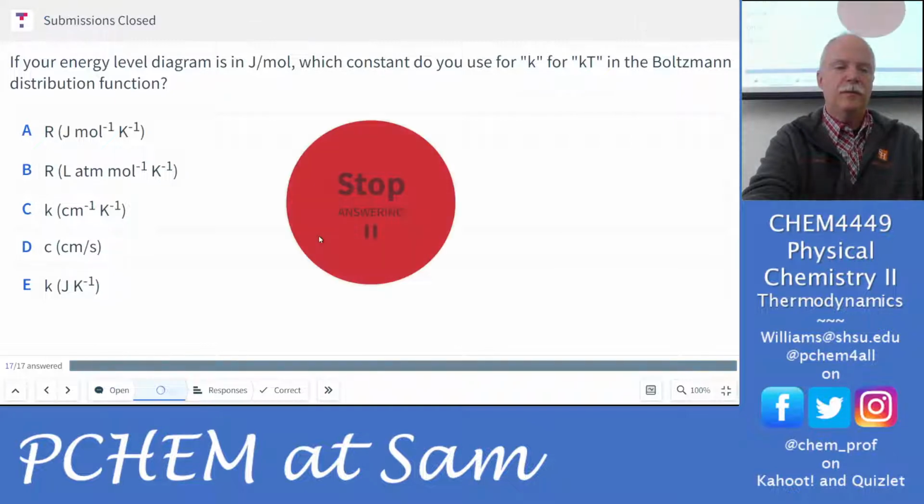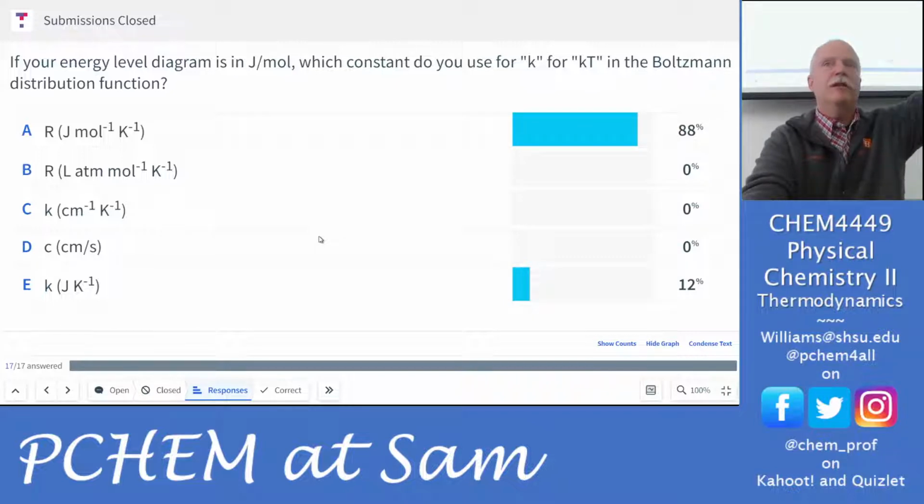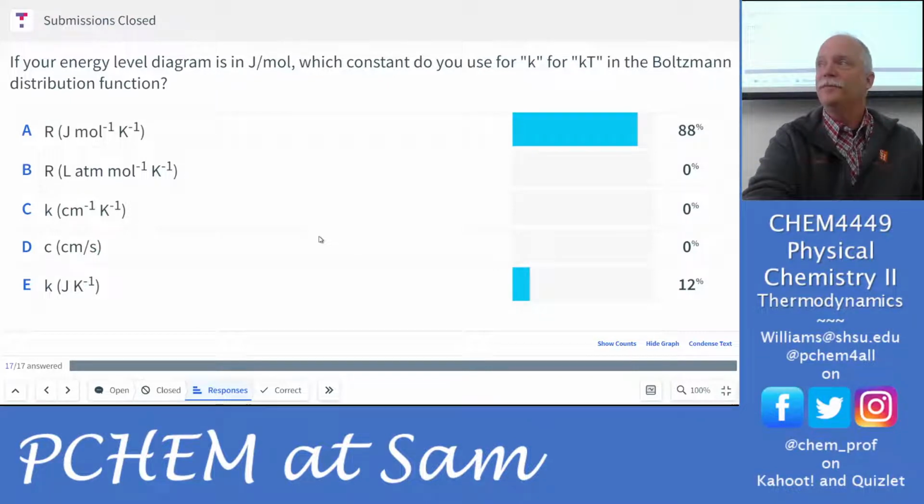So in this one, we have joules per mole in the numerator, because that's our energy level diagram. And so K in the denominator, even though you see K in the equation that you have on your note card, since your units are joules per mole in the numerator, you're going to use R in the denominator. Because R is just K times Avogadro's number. So you just use R in the correct units.